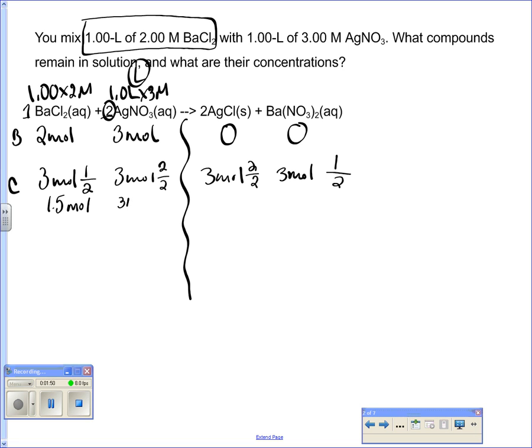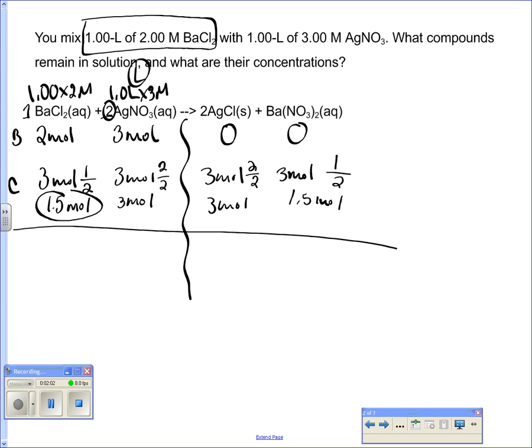This is obviously the same, 3 moles. Same thing here, 3 moles. And 1.5 moles. So my after line is I'm going to take how much I used and subtract it from how much I started with. And so after I'm done, I should have a 1/2 mole of the barium chloride. Should have no moles of silver nitrate. And I will have 3 moles of silver chloride formed and 1.5 moles of barium nitrate formed.